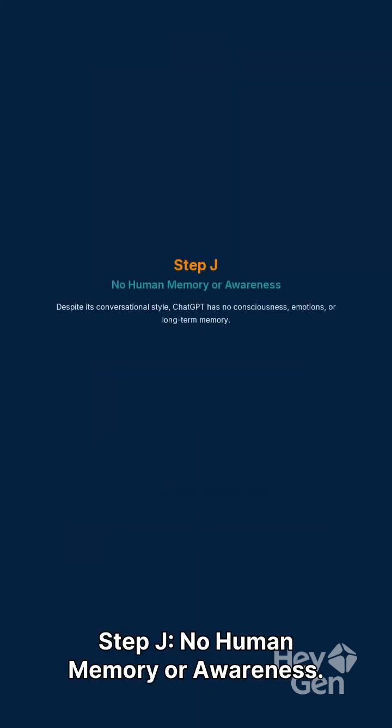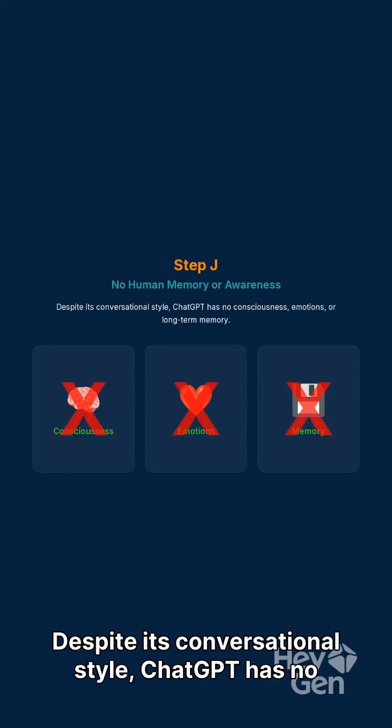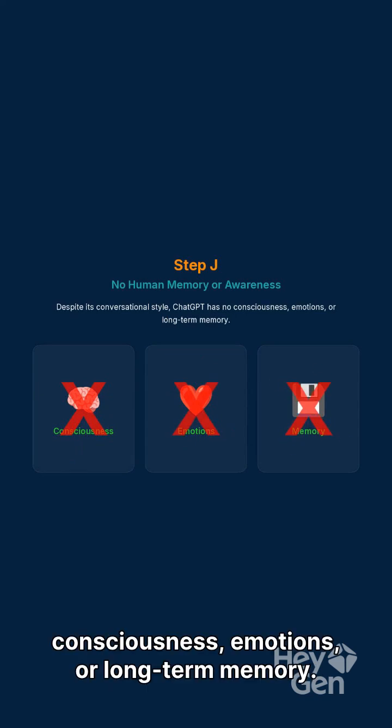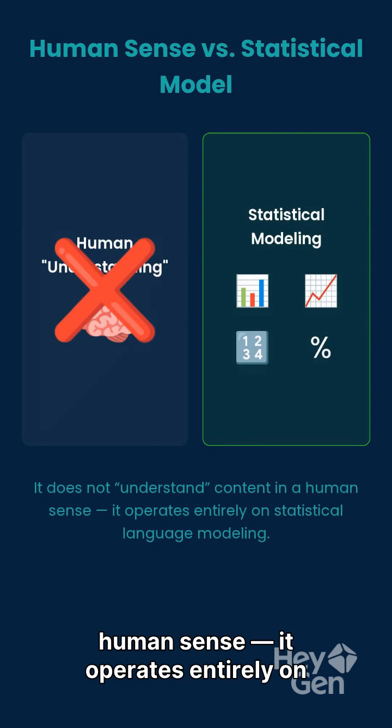Step J, no human memory or awareness. Despite its conversational style, ChatGPT has no consciousness, emotions, or long-term memory. It does not understand content in a human sense. It operates entirely on statistical language modeling.